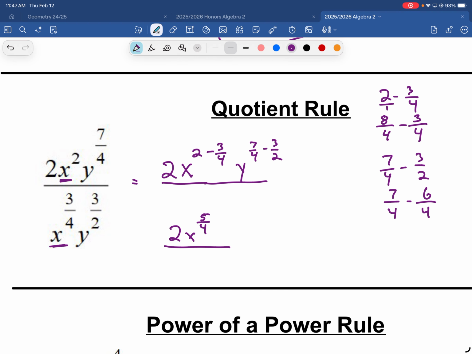That gives me what? Y to the 1/4. Do I have anything in the denominator? Nothing in the denominator. That's good. Next thing I look for is I look to make sure that my exponents are both positive. 5/4 is positive, 1/4 is positive. We're good to go. That's your answer and you're done. Quotient rule. You subtract and then make sure that you have positive exponents. Questions with the quotient rule other than adding and subtracting fractions?